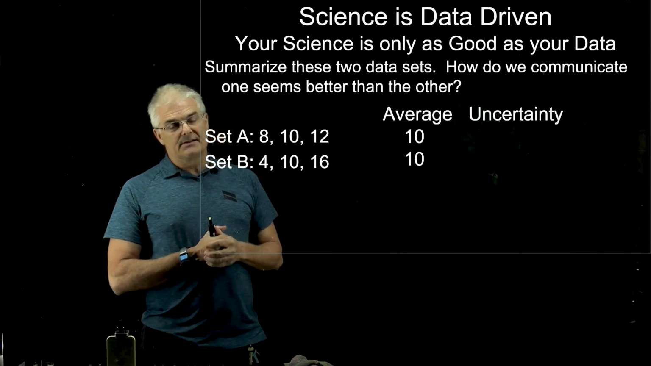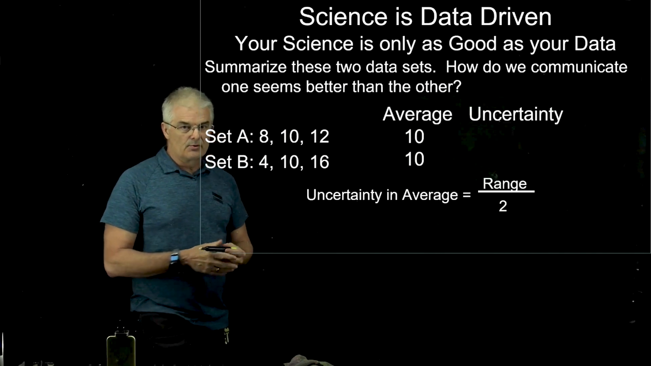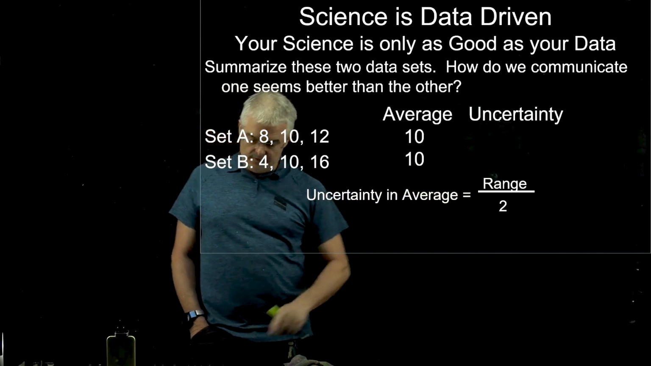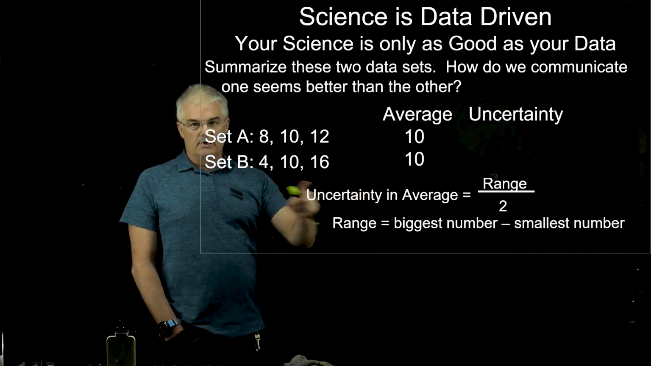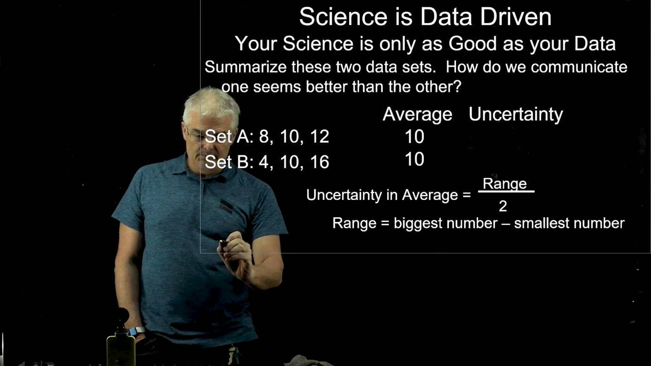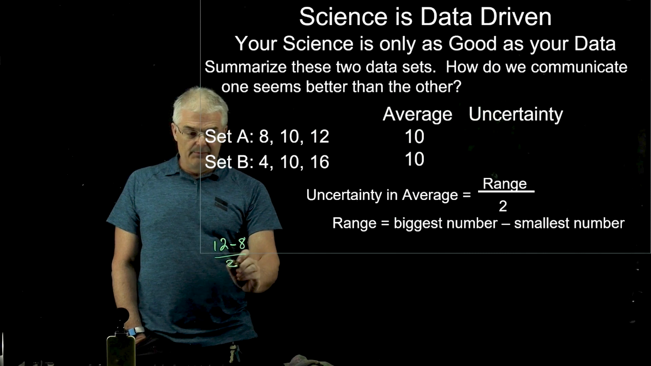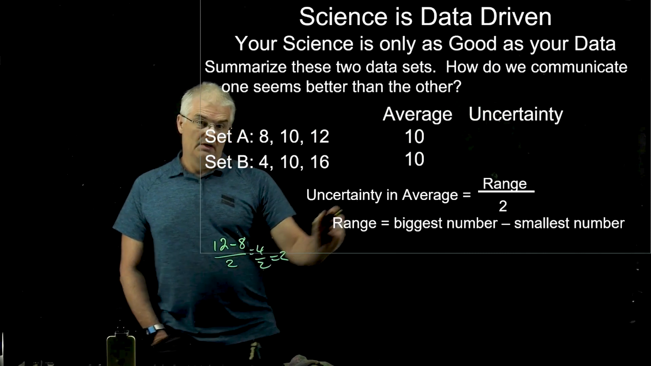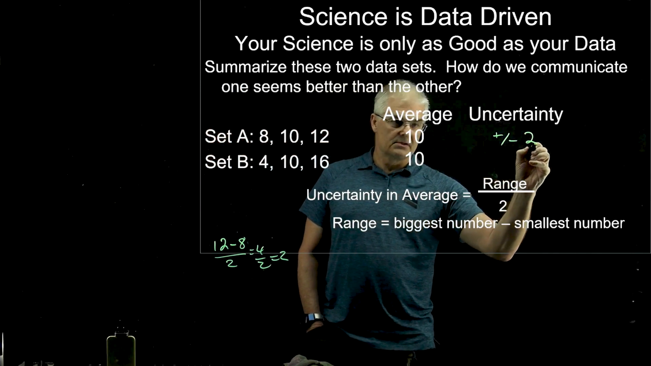Now uncertainty is a little bit different. For uncertainty, we're going to use something called the range, or the uncertainty in the average is the range divided by 2. All right, and the range is the biggest number minus the smallest number. So in the example of set A, that's going to be 12 minus 8. 12 is the biggest number, 8 is the smallest number. Divide by 2, that's 4 over 2. That's 2. So the uncertainty here is plus or minus 2.